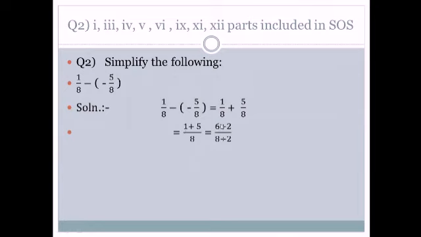Now if you check 6 over 8, you can simplify it more. How? Both are divisible by 2. So you divide by 2 and divide by 2. When you divide by 2, 2 threes are 6, 2 fours are 8. So your answer is 3 over 4. So this is the first part.